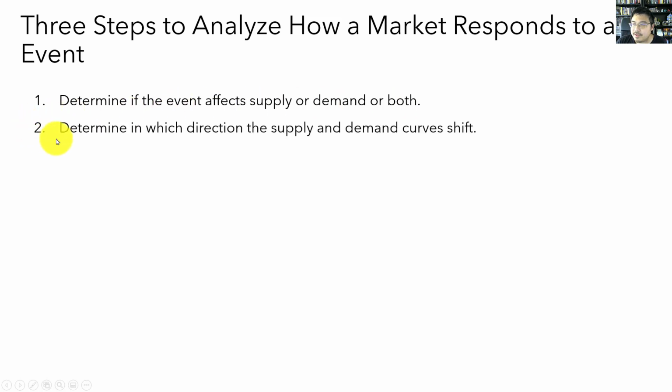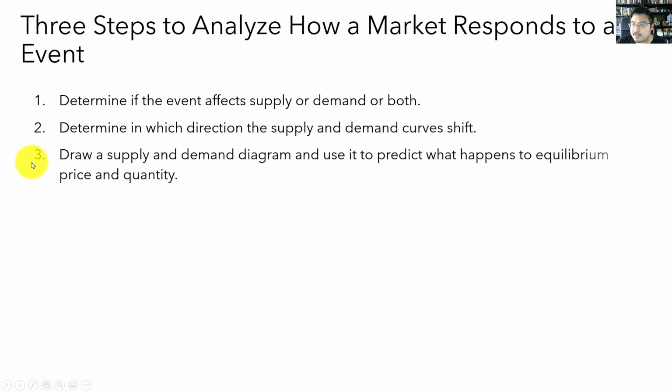Step number 2, you want to determine in which direction the supply and the demand curves shift. And step 3, you want to draw the supply and demand diagram with both the old and the new supply and demand curves, and then you're going to use the diagram to predict what happens to equilibrium price and quantity. Okay, so very simple 3-step approach to analyzing changes to market conditions, okay?